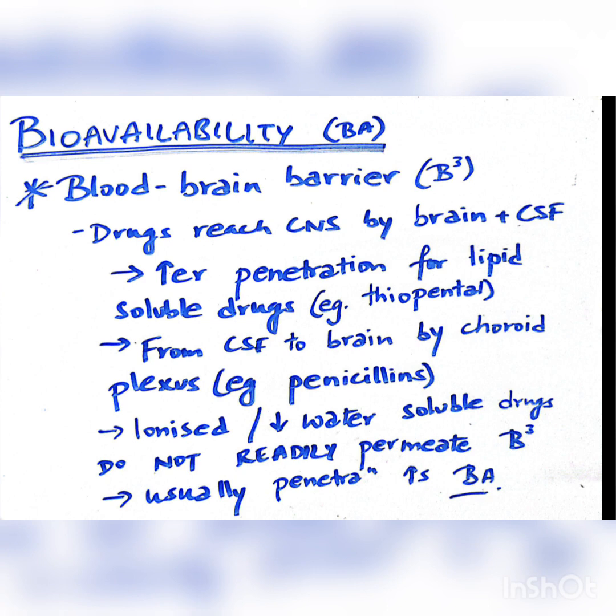Another important concept is BBB, or blood-brain barrier. This is a barrier formed between the drug and the CNS. However, drugs may reach the central nervous system through the brain or the CSF, or the cerebrospinal fluid. Higher penetration is usually seen for drugs that are lipid soluble, such as thiopental. And from the CSF, medications are usually absorbed to the brain by the choroid plexus, such as penicillins. Ionized or low water solubility drugs do not readily permeate the BBB, or blood-brain barrier.